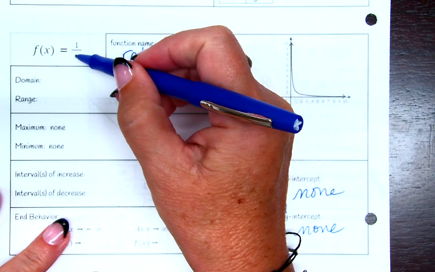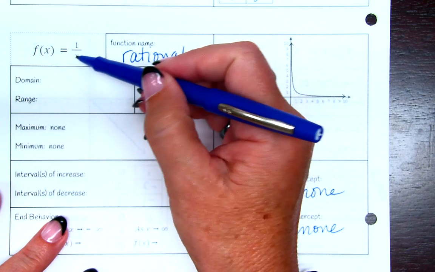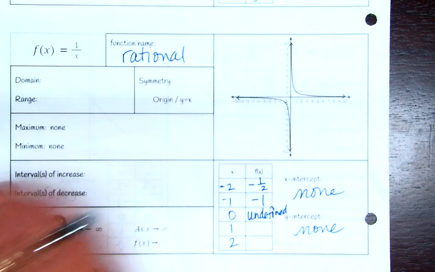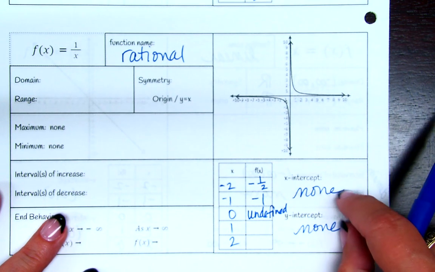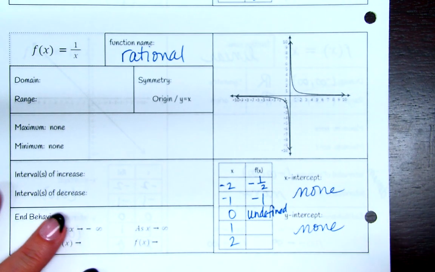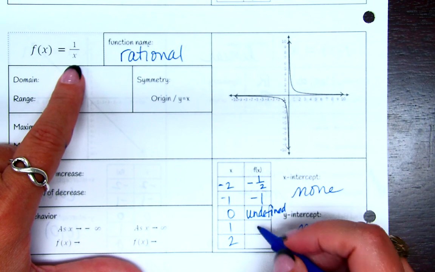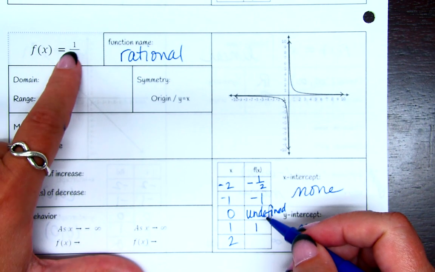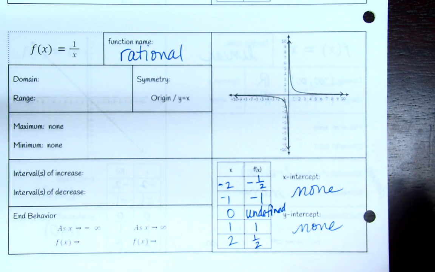If I put in a 0 for x, I can't get a y. That's undefined. But what can I put in for x that will give me a 0 over here? Nothing. That explains our 2 intercepts being none and none. Okay? So what if I put in a 1 right here? What's 1 over 1? And what's 1 over 2? 1/2.